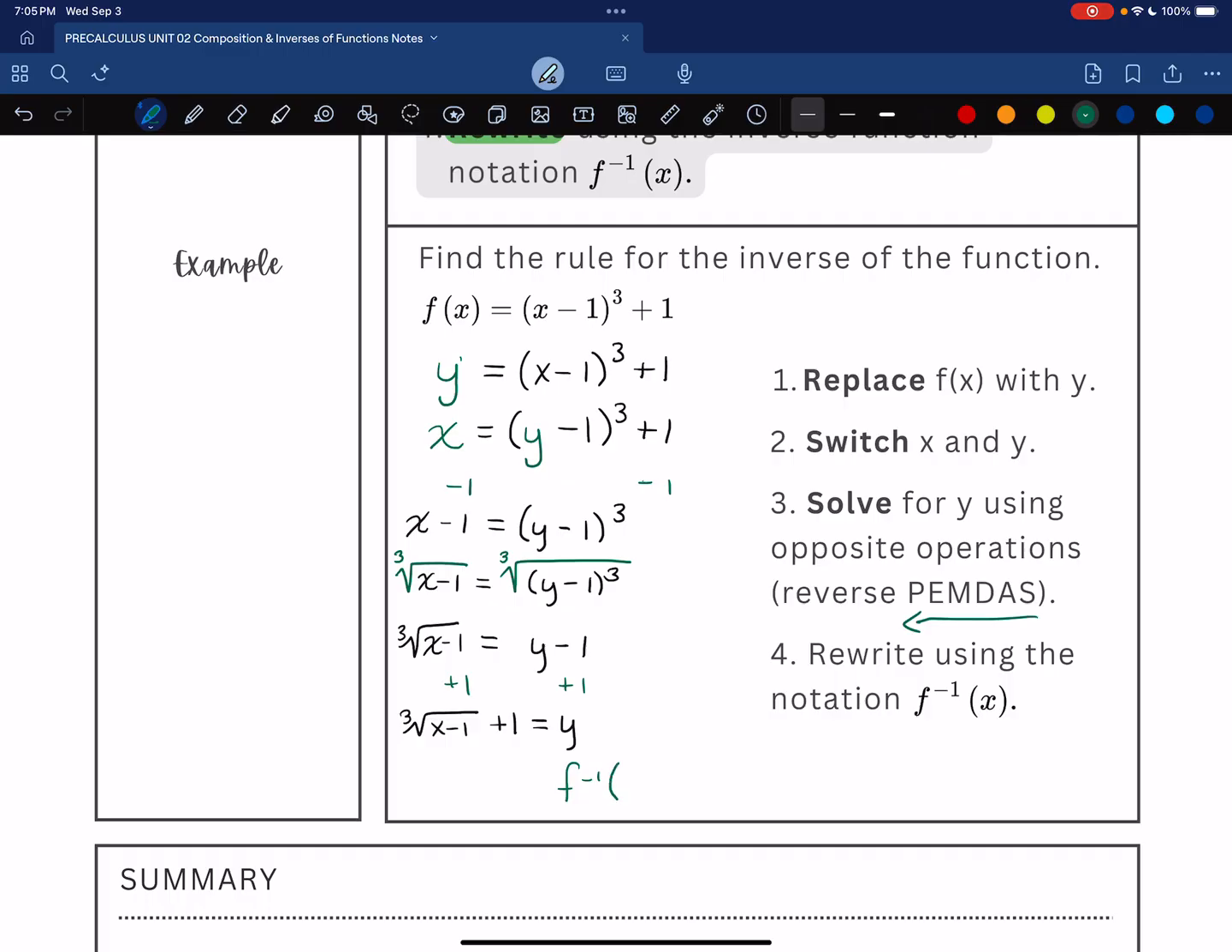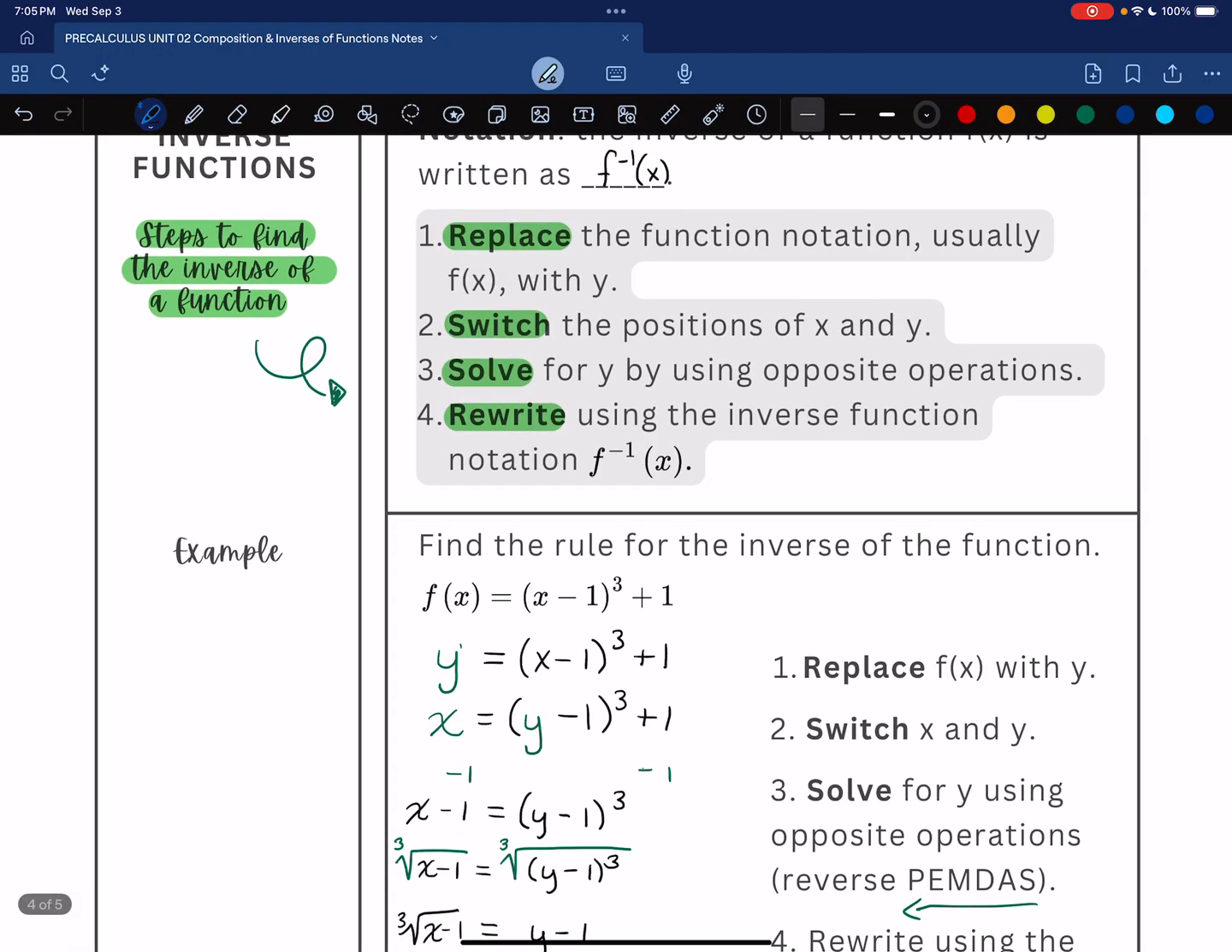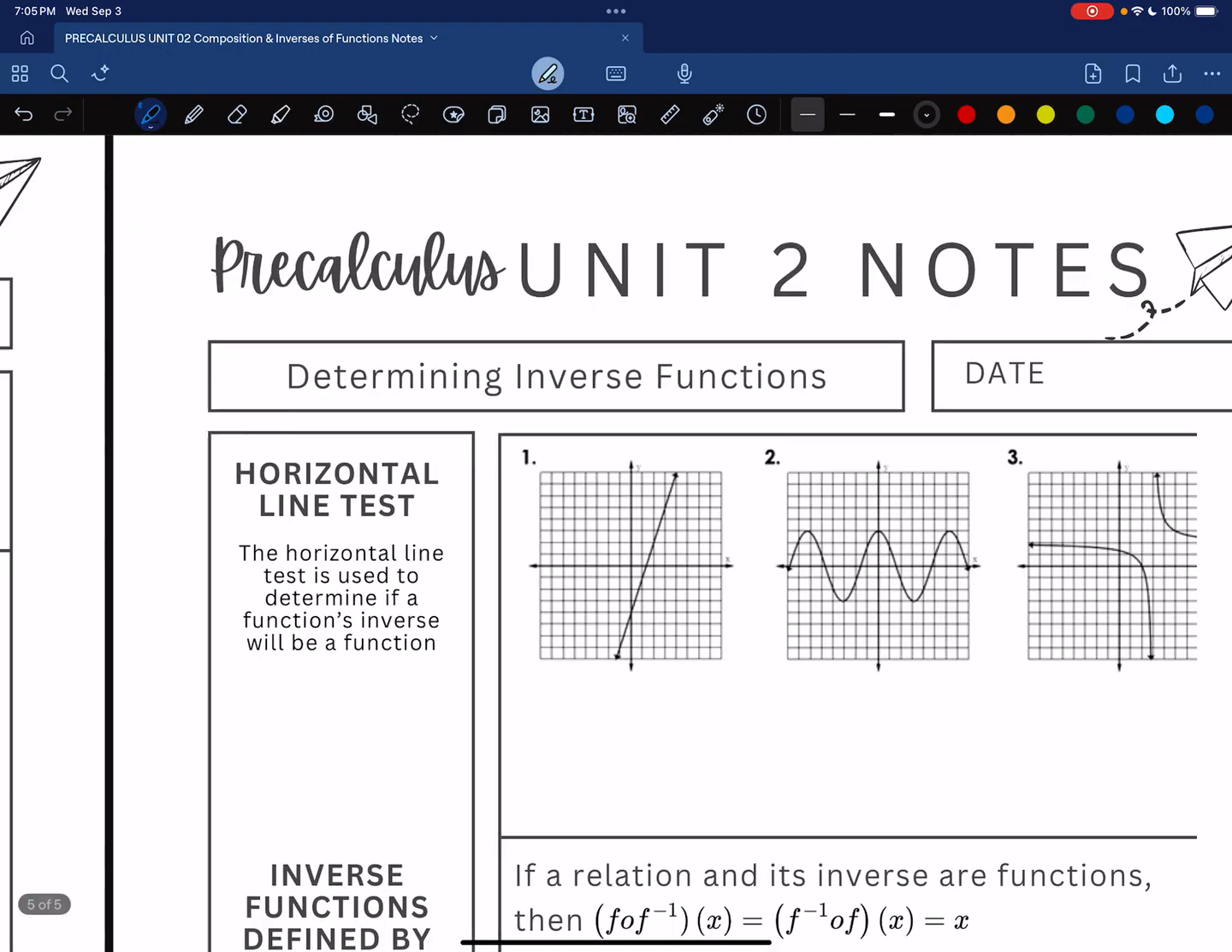That's to replace the y with f inverse of x, and then write the rule. The rule was the cube root of x minus 1 plus 1. That, ladies and gentlemen, would be our final answer. That is the inverse of our function f. So there you have it. That is one example where we are finding the inverse of a function.